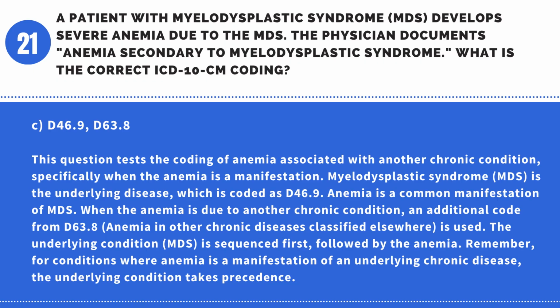This question tests the coding of anemia associated with another chronic condition, specifically when the anemia is a manifestation. Myelodysplastic syndrome, MDS, is the underlying disease, which is coded as D46.9. Anemia is a common manifestation of MDS. When the anemia is due to another chronic condition, an additional code from D63.8, anemia in other chronic diseases classified elsewhere, is used. The underlying condition, MDS, is sequenced first, followed by the anemia. Remember, for conditions where anemia is a manifestation of an underlying chronic disease, the underlying condition takes precedence.